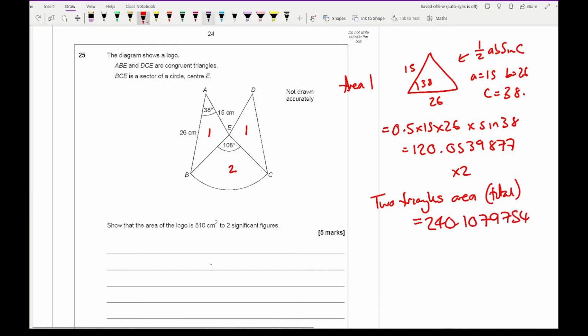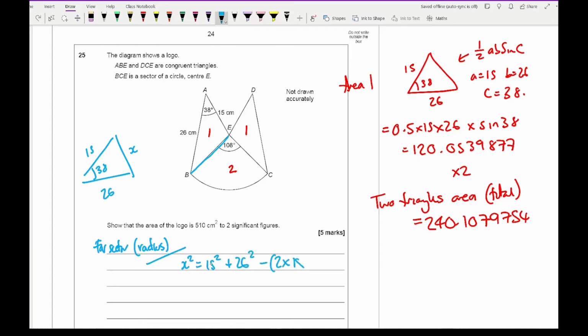In terms of the sector, first things first, I need to work out what the radius is. So for the sector, I need the radius. How do I do that? Well, I'm going to use the cosine rule. So this is 38, this is what I'm trying to find, this is 15, and this is 26. So I've got x squared equals 15 squared plus 26 squared minus 2 times 15 times 26 times cos of 38.